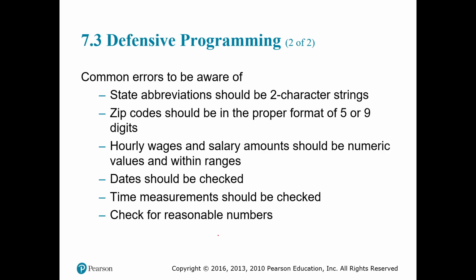So state abbreviations should be 2-character strings, right? 2 characters only: LA, Louisiana, TX, Texas. And zip codes should be in the proper format of 5 or 9 digits. You can pick if you want them to use the 5-digit or the 9-digit version of the zip code. Hourly wage and salary amounts should be numbers, and they should be within range, because if someone tries to input $10,000 as an hourly wage, you know that's not right.